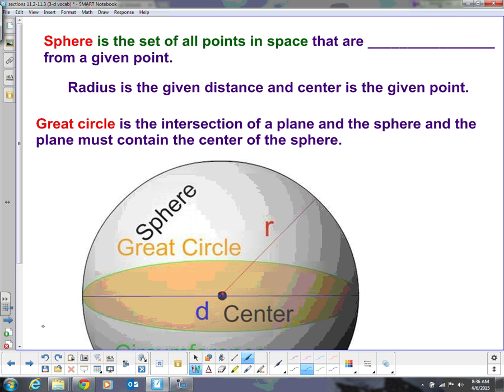All right, a sphere is the set of all points in space, so important, in space, that are equidistant. What does that mean? Equally distant. That are equidistant from a given point.